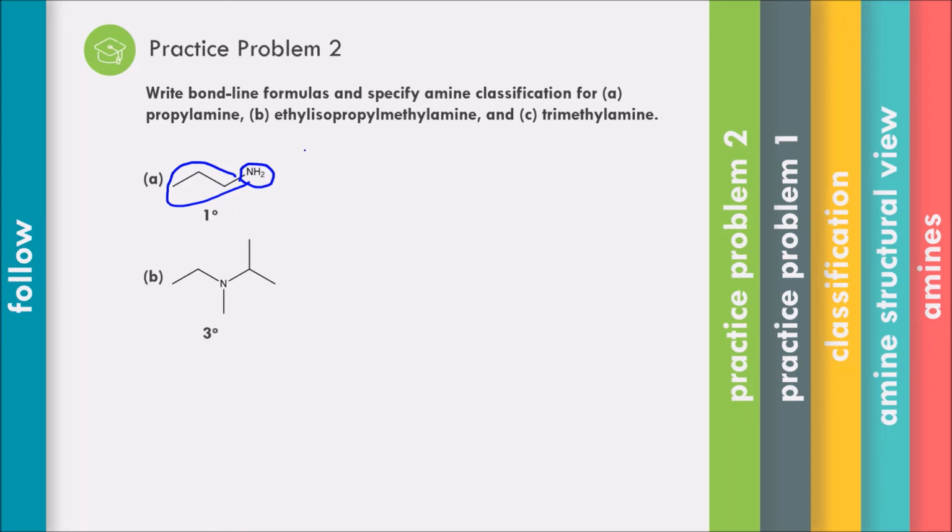Next one is ethyl isopropyl methylamine. Okay, so first of all it's amine because we got nitrogen in the center. Now there are 3 substituents. First of all, ethyl just means 2 carbons, 2 carbon chain. Isopropyl, this is what we discussed before. It's a common name for a specific 3 carbon substituent where nitrogen is connected to a secondary carbon. So this is what makes it isopropyl.